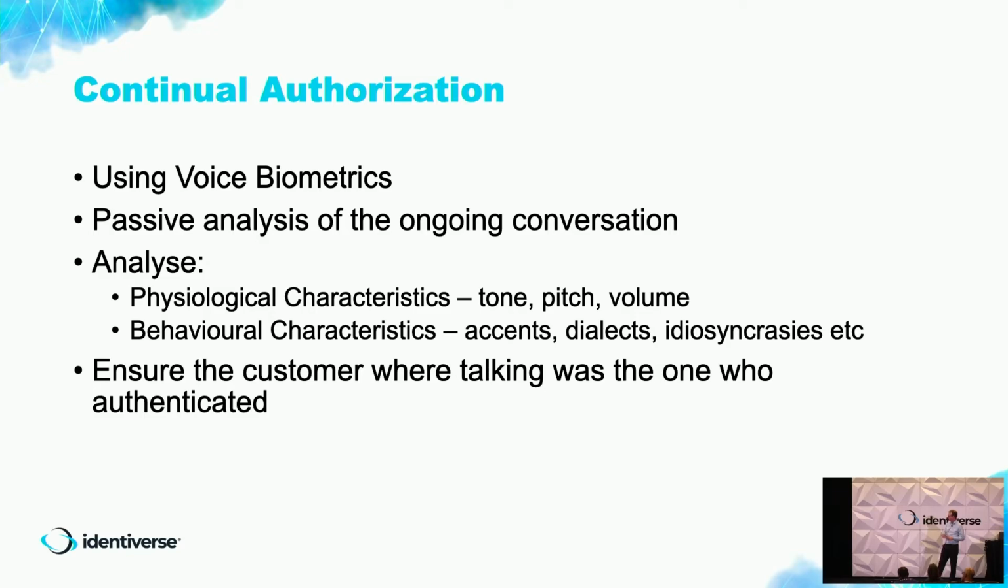And from a continual authorization perspective, voice biometrics is going to analyze the call for a number of things. So the tone and pitch: how are you speaking? And then the behavioral characteristics: your accent and your idiosyncrasies. So how do I talk? And people say I've got a quite distinctive accent and sometimes difficult to understand with the Northern English accent. So that's the kind of things that we're looking at here.